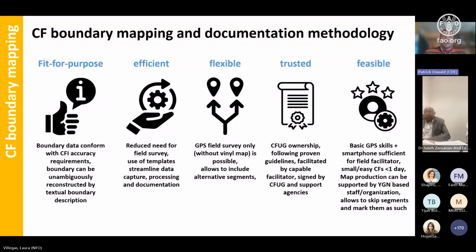Since it's using a standardized documentation process where the process itself is documented as well, it's not just a map and the coordinates, it's really a standardized dossier saying who was involved, when it was done, signed by the CFUG, following a standard methodology. So the result is often trusted by the authorities as well. You can, of course, also include someone from the forest department in the process to make it even more trustable. And as I say, it's quite feasible.